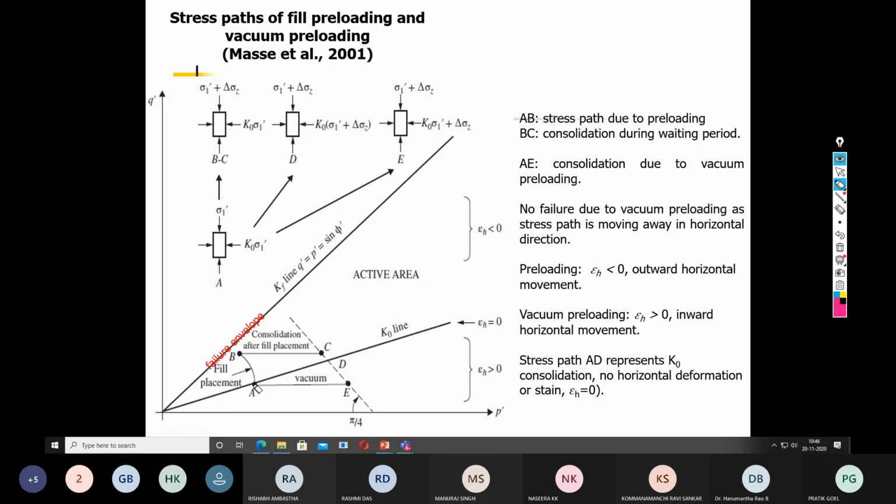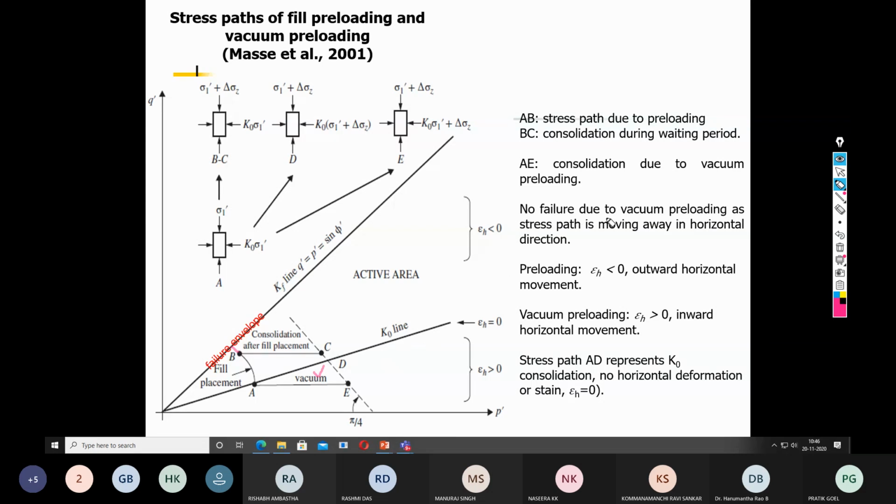You can see, when you are filling, when the stress path is moving from A to B, if you further impose the filling, then it can reach the failure. But conversely, when you apply the vacuum, there is no possibility of failure of soil at any point. So that is the beauty of vacuum consolidation.